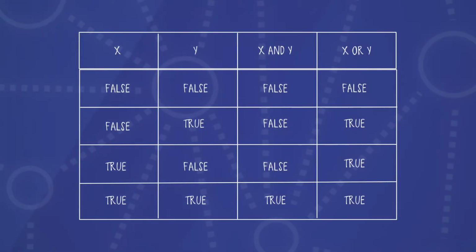Now let's look at how OR can be used. If x is false and y is false, then the result of x or y is false. If x is false and y is true, then the result is true. If x is true and y is false, then the result is still true. When x is true and y is true, then the result is true.